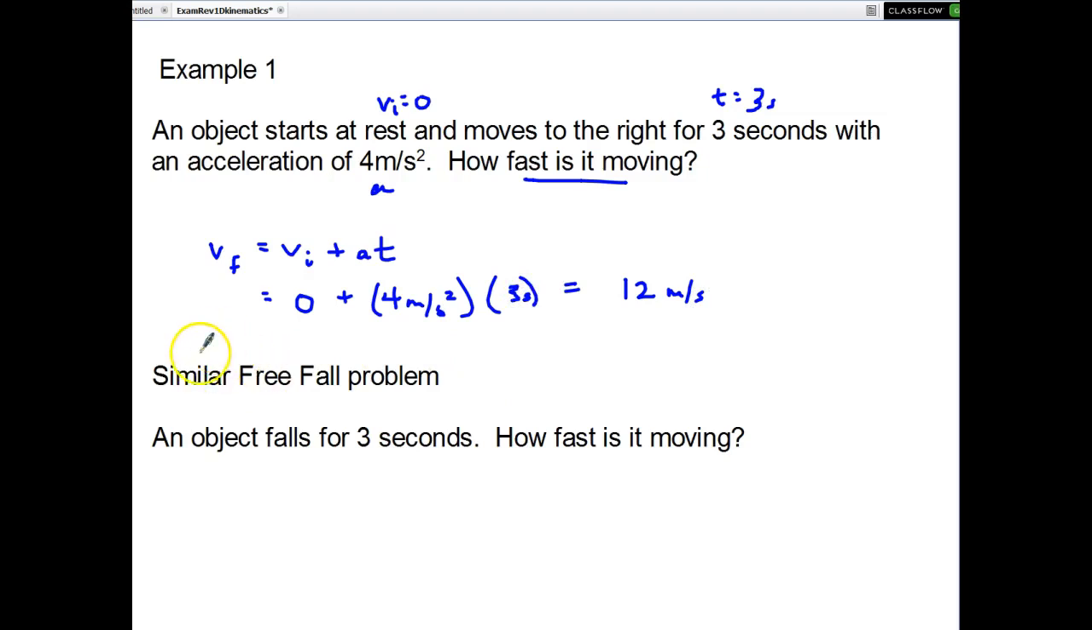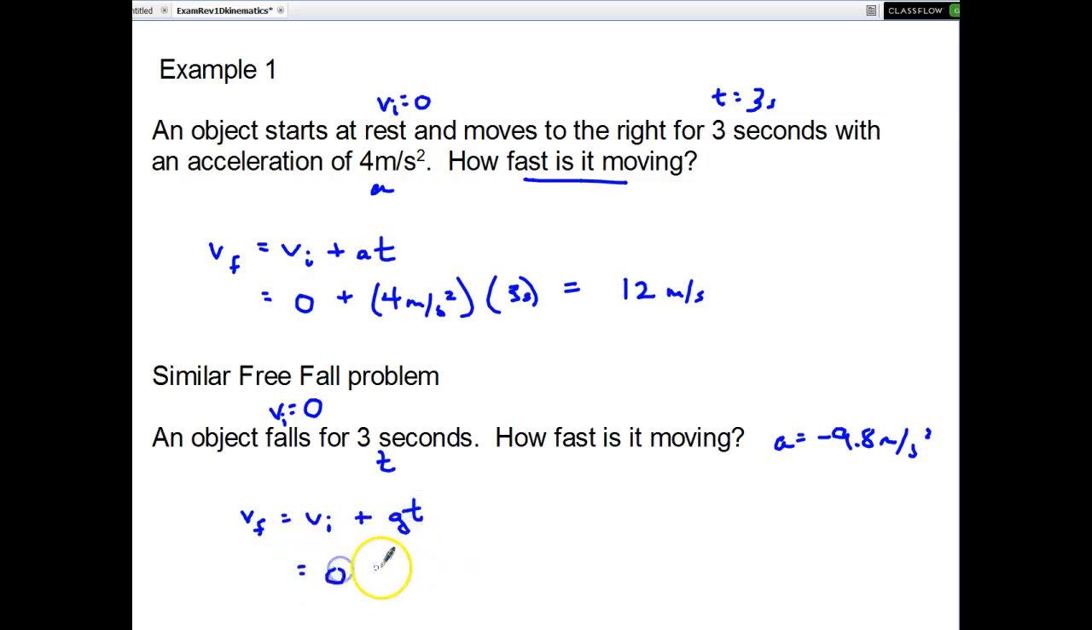Okay. A free fall problem that is similar to that: an object falls for 3 seconds. So we're only given time. If it doesn't say anything differently, it falls from rest. And so our initial velocity is 0. And it's free fall, so acceleration is negative 9.8 meters per second squared. So we're given all the same stuff, really. So we'll use the same equation. Vf equals Vi plus gt.